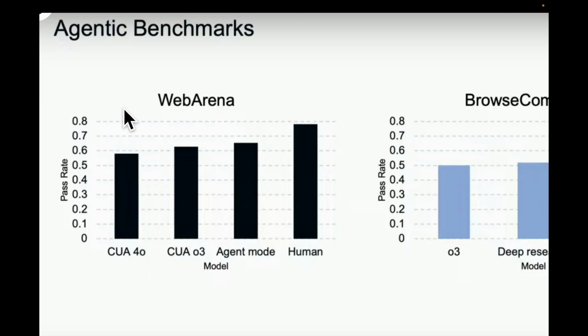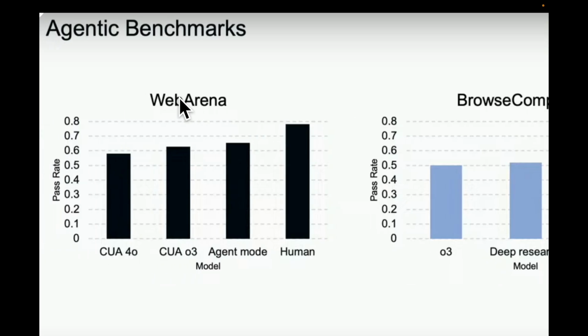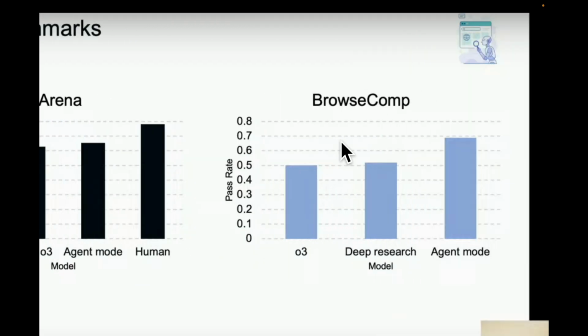Then the next 2 benchmarks that I talk about are the agentic benchmarks. So there are 2 of them, WebArena and BrowseComp. WebArena is around performing real world web tasks, and you can see that agent mode is around 65%, not an exact number over here, but around 65%. And again, this improves on O3 and 4o. You then have BrowseComp. So this is around being able to locate and find hard to find information. And again, agent mode is approximately something like 68 or 69% over here. And this again improves over O3 and deep research.